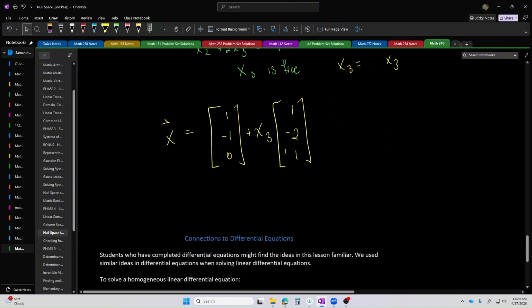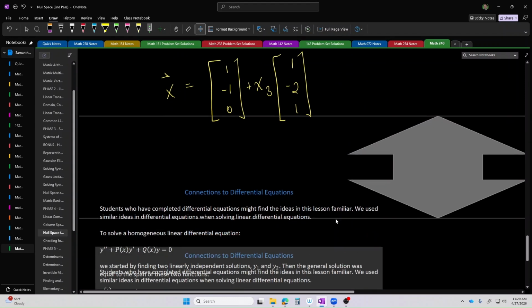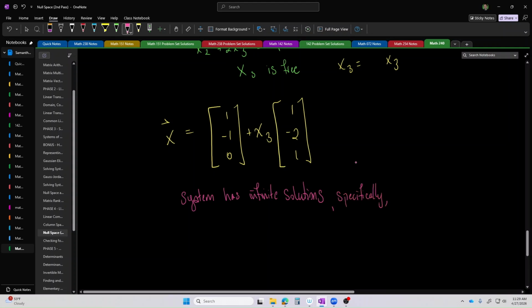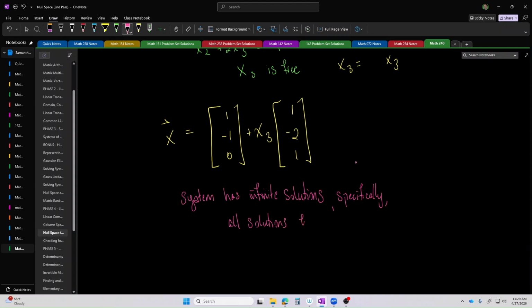So now we can not only say that this system has infinite solutions, we can also describe the nature and the shape of all the infinite solutions to this system. System has infinite solutions. Specifically, all solutions have this form.